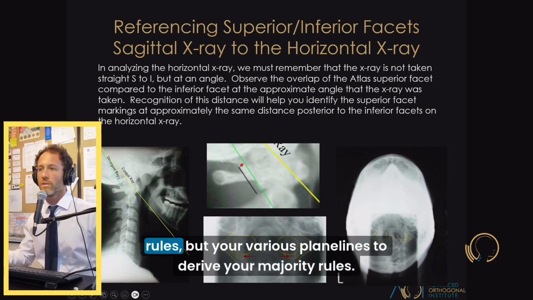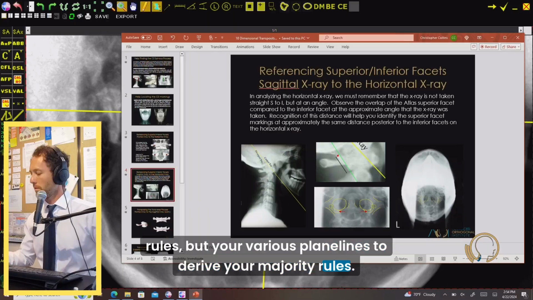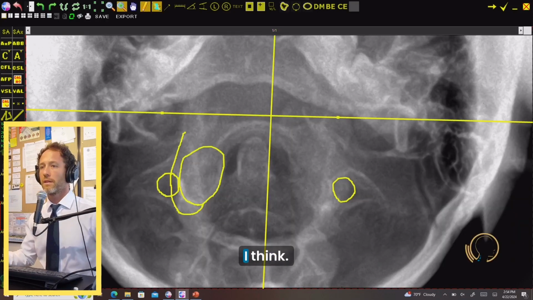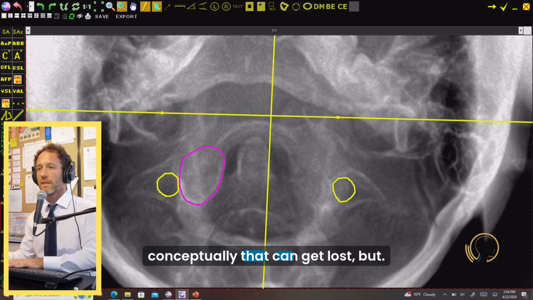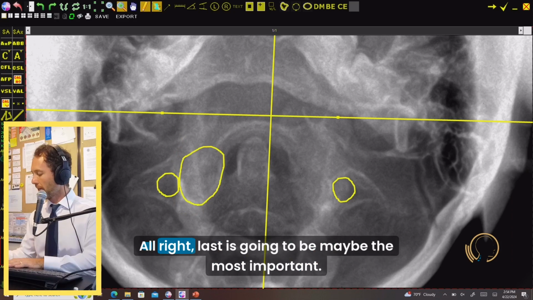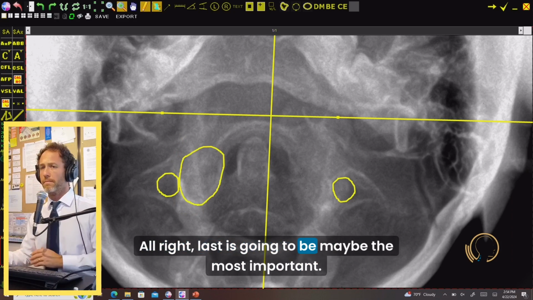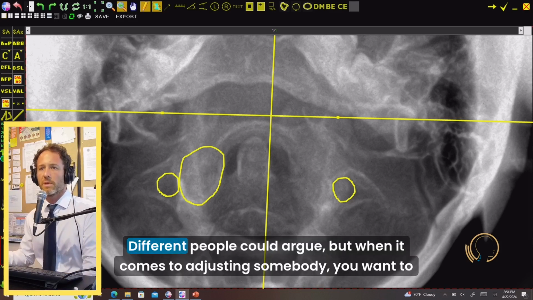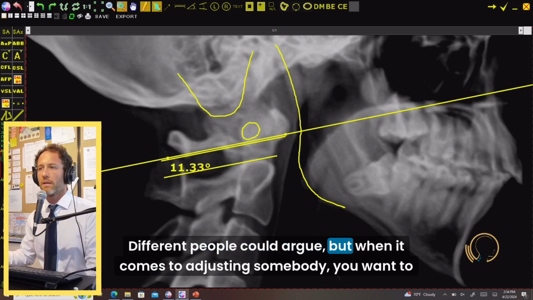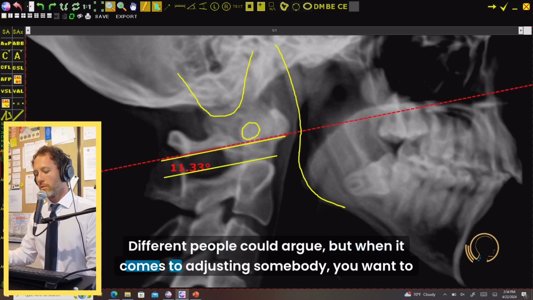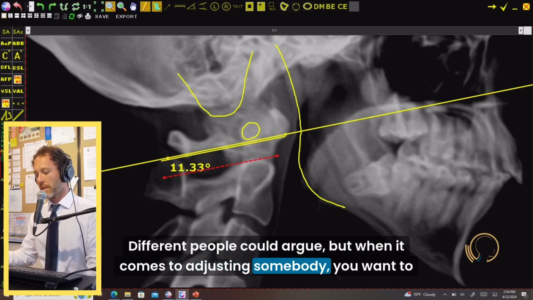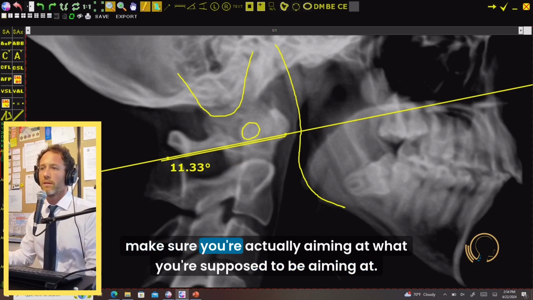Ultimately it's your majority rules, but your various plane lines to derive your majority rules. Hopefully that was helpful. I think conceptually that can get lost. But all right, last is going to be maybe the most important. Different people could argue. But when it comes to adjusting somebody, you want to make sure you're actually aiming at what you're supposed to be aiming at.